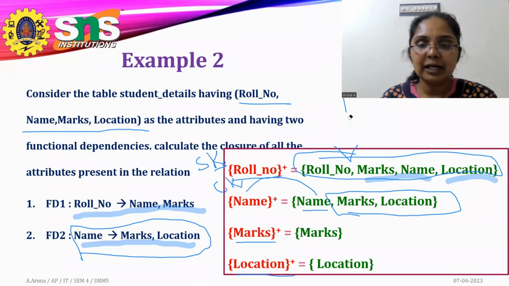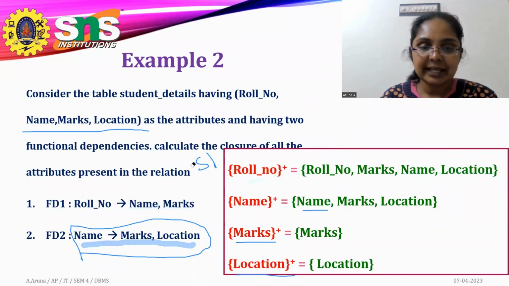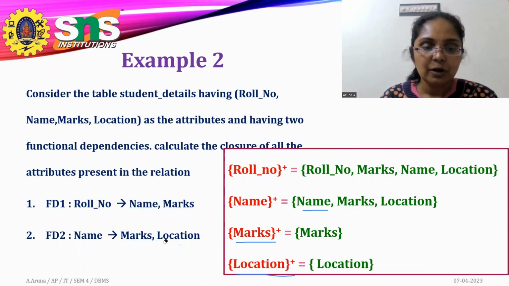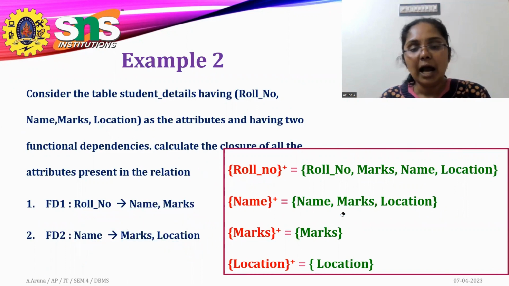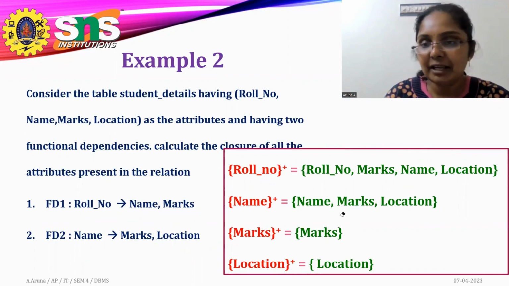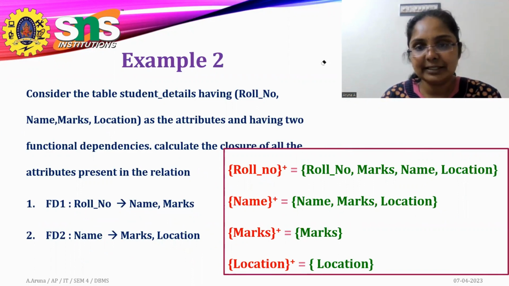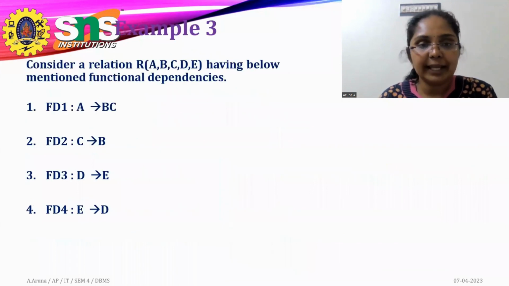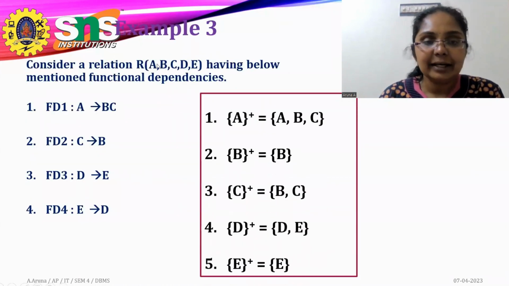In a similar way, we can solve all of these. This is the easiest way, and by using a simple technique we can identify the closure sets of the given functional dependencies. Next, I'm going to show you one more example: a relation having 5 attributes. I am giving different functional dependencies, and through that you can identify things.